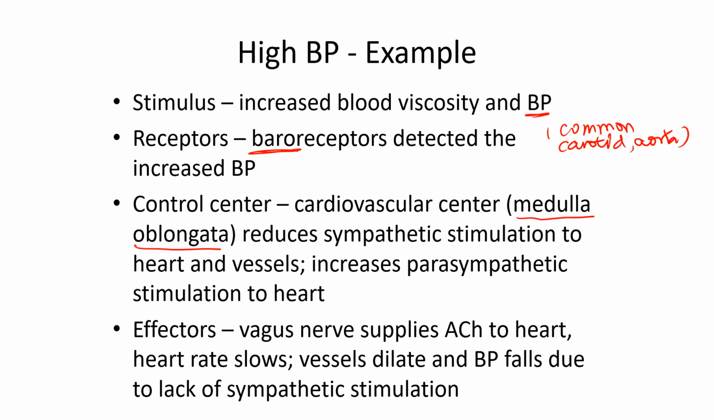And there's a specific center here called the cardiovascular center. Now, the only portion of this story here where control happens is in the medulla. The medulla makes a decision to reduce sympathetic stimulation to the heart and the vessels. What does that do? Well, that turns on the vagus nerve. The vagus nerve releases acetylcholine onto the heart, and the heart rate slows.